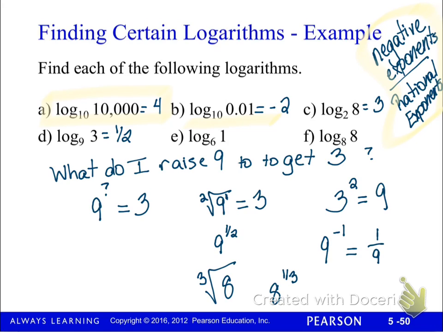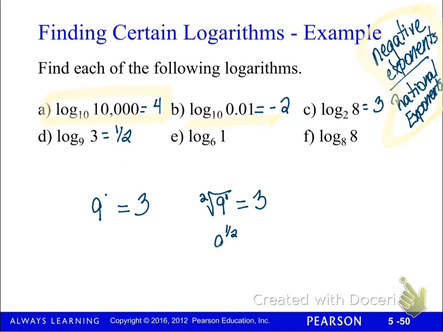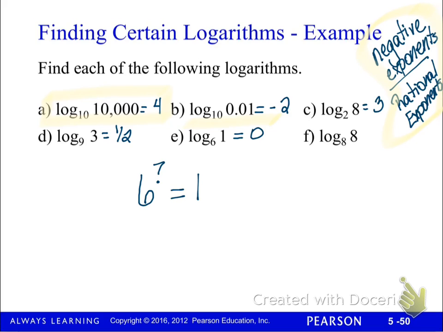Okay, E, let's look at E. So in this situation, we have log base 6 of 1. So we are asking ourselves, what is it that I raise 6 to in order to get 1? And in this situation, it's 0. Because anything raised to the 0 power gives us 1. And that's a property of exponents.